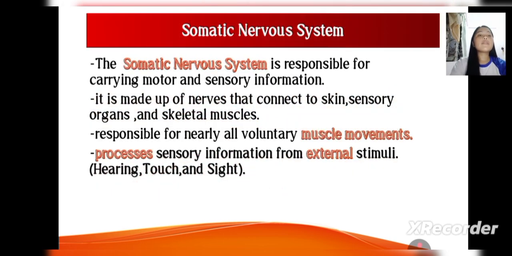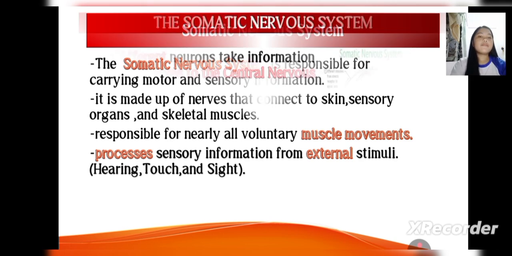The somatic nervous system is responsible for carrying motor and sensory information. It is made up of nerves that connect to skin, sensory organs, and skeletal muscle. It is responsible for nearly all voluntary muscle movements. It also processes sensory information from external stimuli like hearing, touch, and sight.